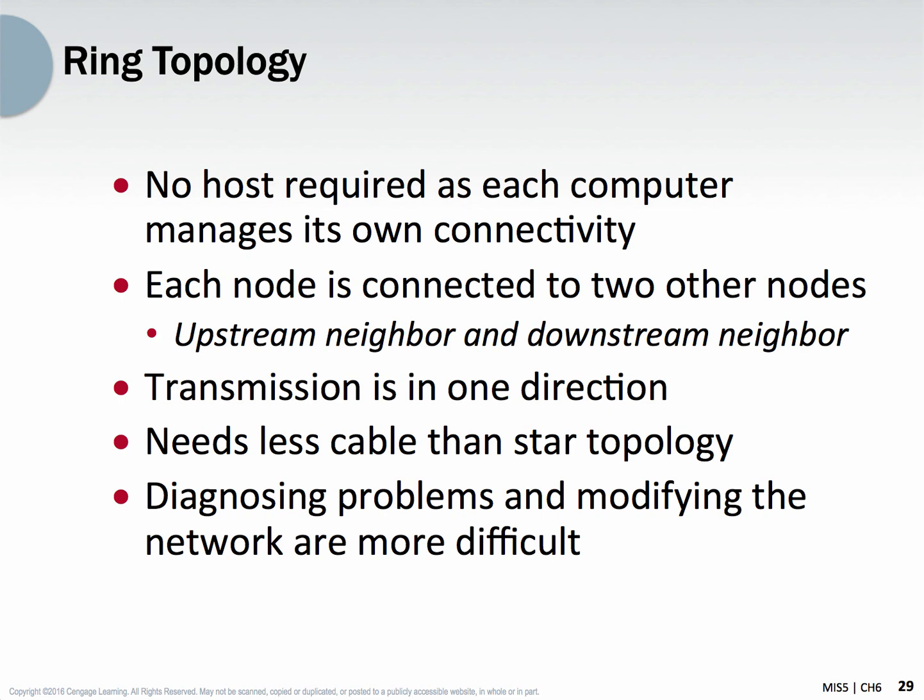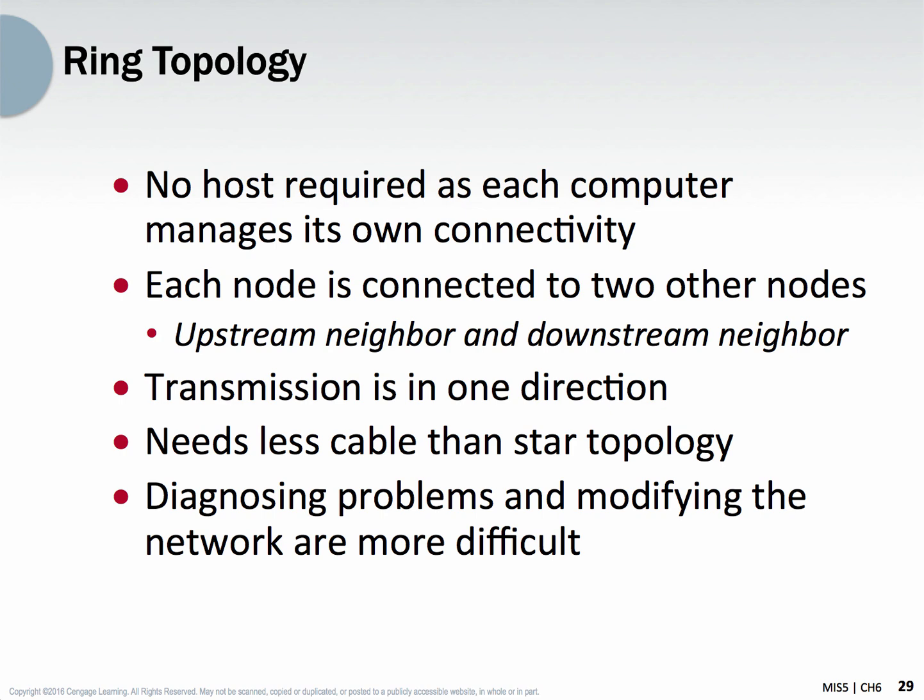Transmission only goes in one direction, which is kind of an interesting way to think about it. You don't need as much cable because the machines are connected to one another, and diagnosing problems does become more difficult here because if you envision the computers connected in a circle, it's almost a lot like Christmas lights. When one goes out and you lose that portion of the network, you may not know exactly where you lost it. Okay. And it's hard to splice another computer into that network.